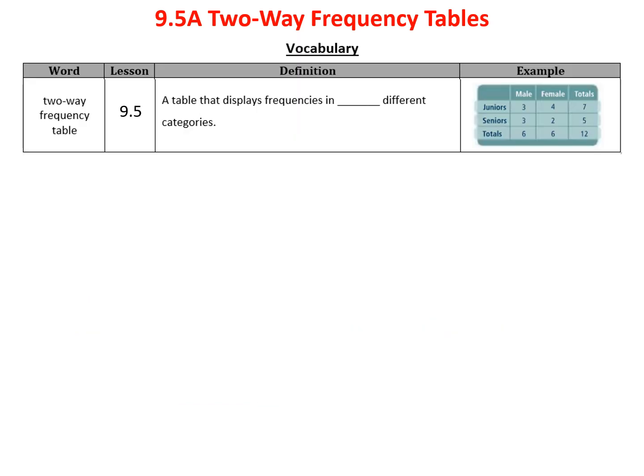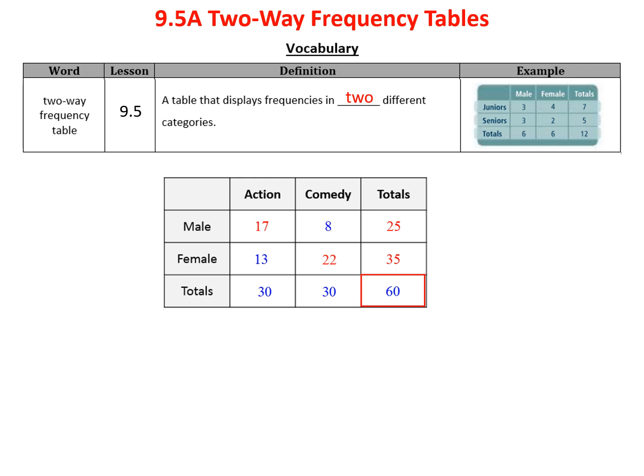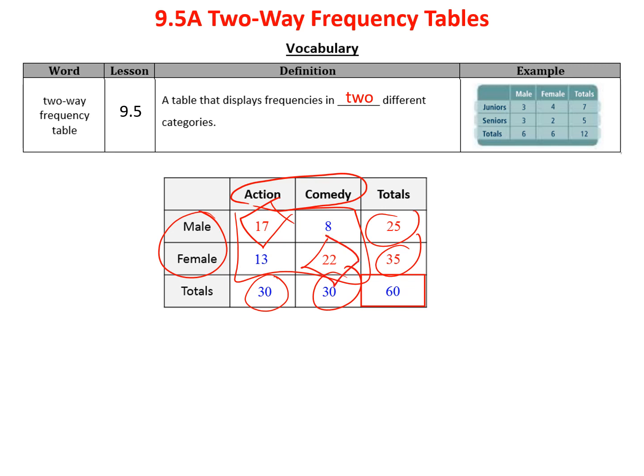Let's look at a couple of definitions. What's a two-way frequency table? It's a table that displays frequency in two different categories. For example, here one category is, are they male or female? The second is what kind of movie they like best, an action movie or a comedy movie. And then we set up a table, and notice here's my total men, my total women. Here's the total number of people who liked action, the total number who like comedy. And these tell me, for example, 17 men preferred action, or 22 women preferred comedy. And that's how a two-way frequency table works.